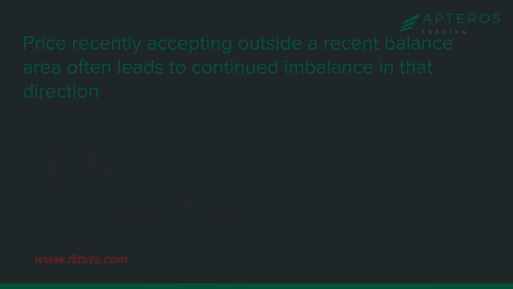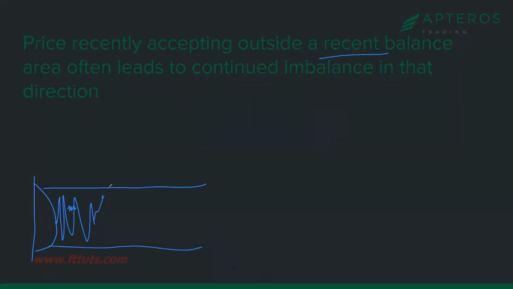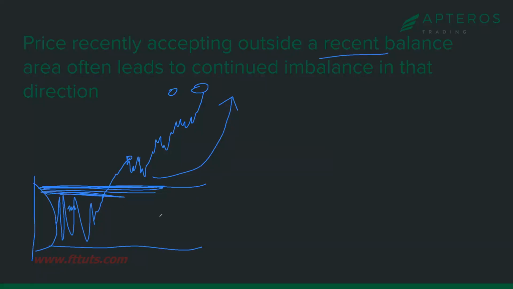Price recently accepting outside a recent balance area often leads to continued imbalance in that direction. So it's a recent balance area, right? We had to be inside here because we were balancing. But if we can accept outside, a lot of times no matter what happens from here to, let's say, here, it's going to try to keep getting imbalanced and keep continuing away from here. There are other things that come into play, but in general, again, it's a breakout, right? You had resistance here, we broke out. These are where trends develop.